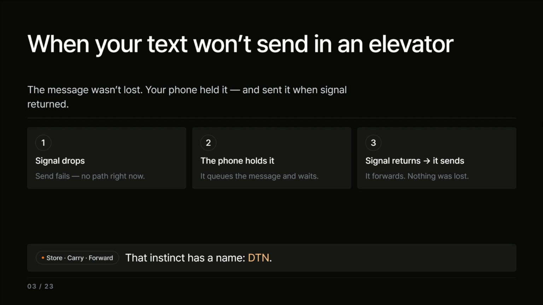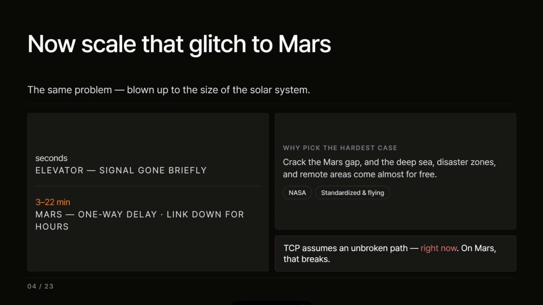That basic idea, hold on to the data when communication is unavailable and forward it later, is exactly the principle behind DTN. Delay tolerant networking takes this simple intuition and applies it to environments where delays and disruptions are much more severe. To appreciate why that matters, we're going to scale it up dramatically to space. Now scale the glitch to Mars.